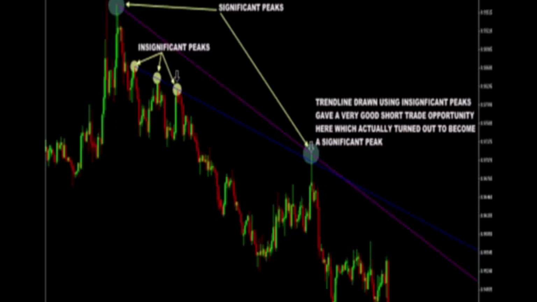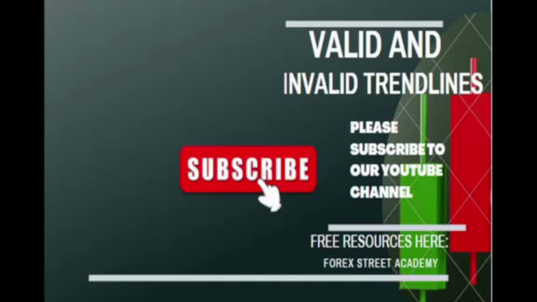Next we're going to be discussing valid and invalid trend lines. So we're just going to be looking at what we have next: valid and invalid trend lines.